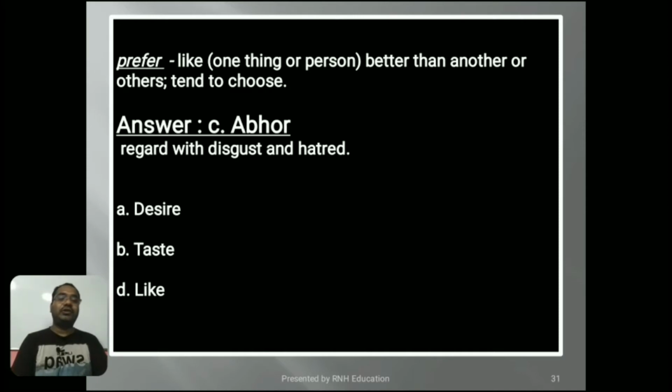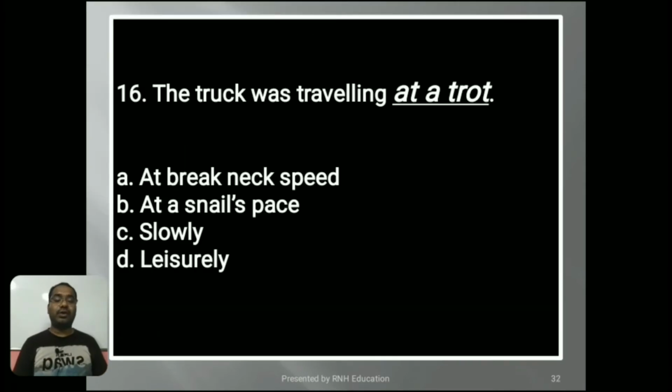So the right answer here should be abhor. What does abhor mean? Abhor means regard with disgust and hatred, that is called abhor. And the other three options were A, desire, B, taste, and D, like. Those are not appropriate in this sentence. Going to the next question, number 16.